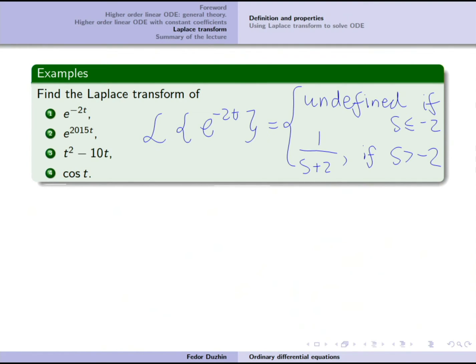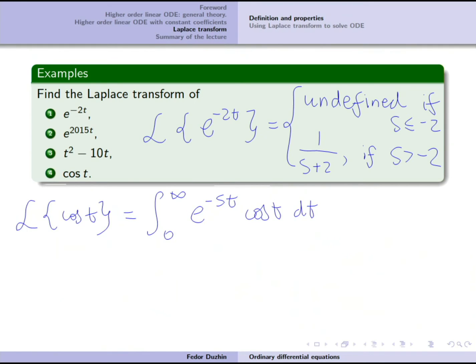So let me maybe, just to have one more example, do the cosine. So suppose that I want to do a Laplace transform of cosine t. Then again, by the definition, I need to write the integral from 0 to infinity of e to the minus st cos t dt. So the antiderivative of e to the minus st cosine t, I know it because I looked it up on Wolfram Alpha.